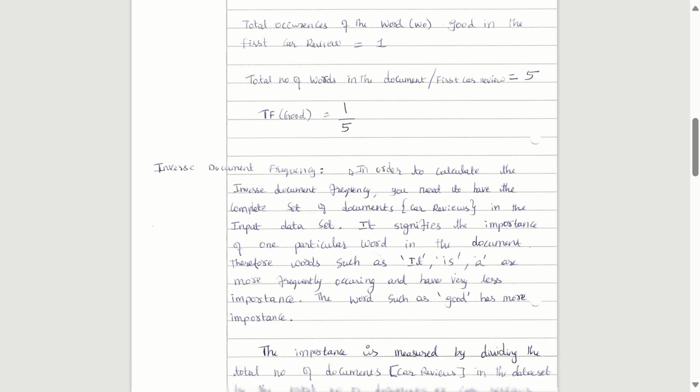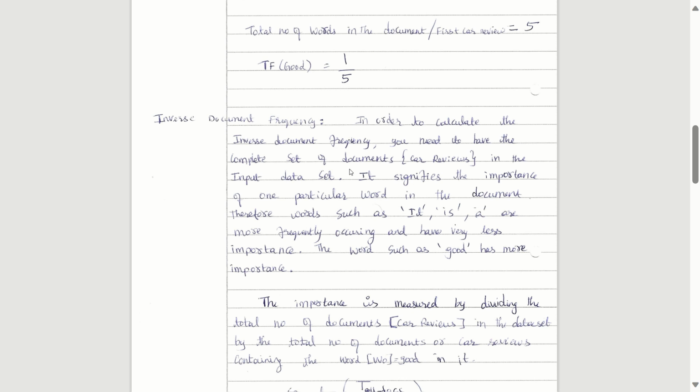The second term is inverse document frequency, let's see what it is. It is based on the set of documents, the car reviews, in the input data set. It shows the importance of each word in the document. Say the first review is "it is a good car" and the second review is "it is a bad car." In this case, we have to consider the whole set of documents, not just one review but all the reviews.